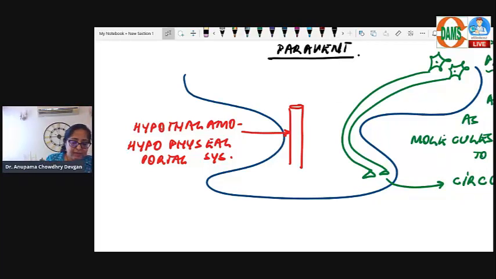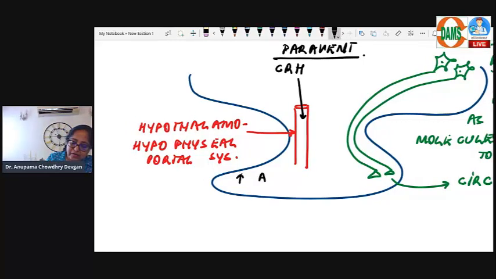Paraventricular nucleus secretes CRH, corticotropin releasing hormone, which enters into the hypothalamo-hypophyseal portal system, goes into the anterior pituitary and increases ACTH secretion. Then it also secretes TRH, which enters this portal system, goes into the anterior pituitary and increases the secretion of TSH. CRH is corticotropin releasing hormone, TRH is thyrotropin releasing hormone. These are both from the paraventricular nucleus of the hypothalamus.